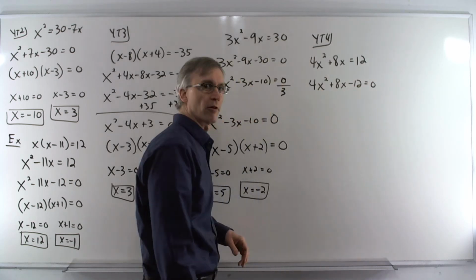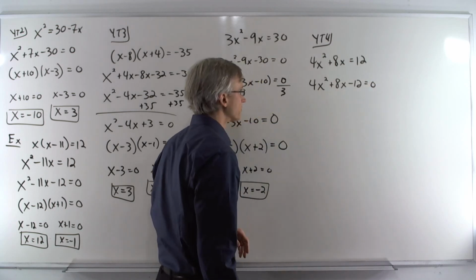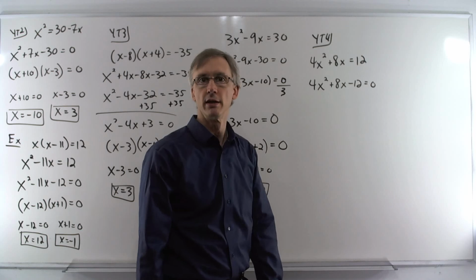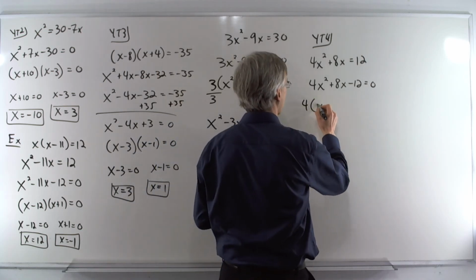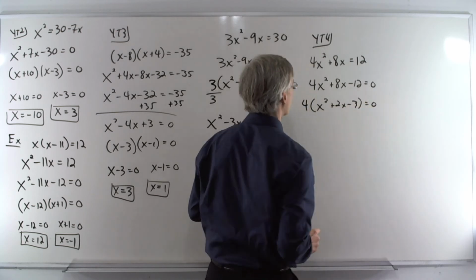So we'll get into the standard form first by moving the 12 to the left-hand side. That's going to make it negative. Now notice each of these coefficients is divisible by 4, so we'll factor out 4. We go x squared plus 2x minus 3 equals 0.